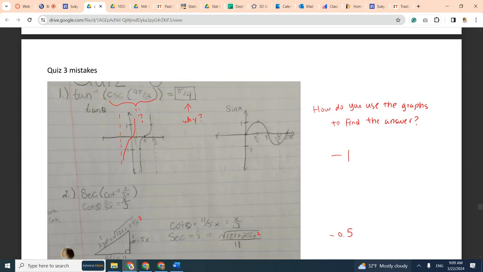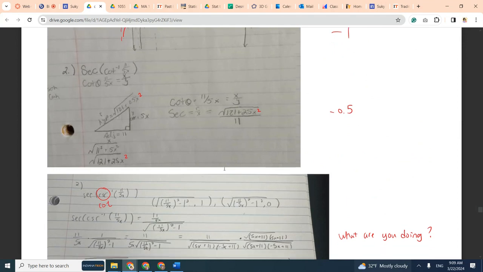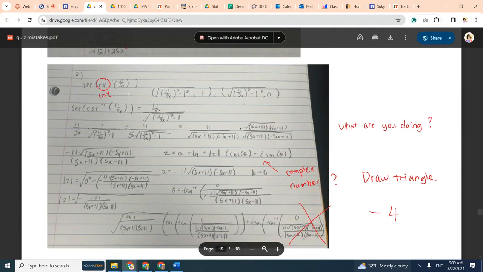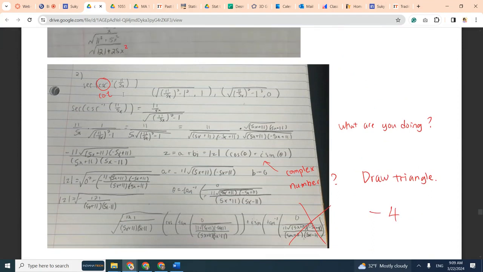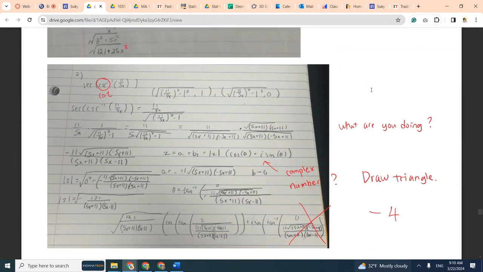So please watch the recording, where we went over the quiz solution. Okay, and here we have 25x squared. So now we're talking about the quiz mistakes. And here, when you copy the problem, be careful, okay? And this is not the correct method. So please draw the triangle. You don't need to memorize the formula.